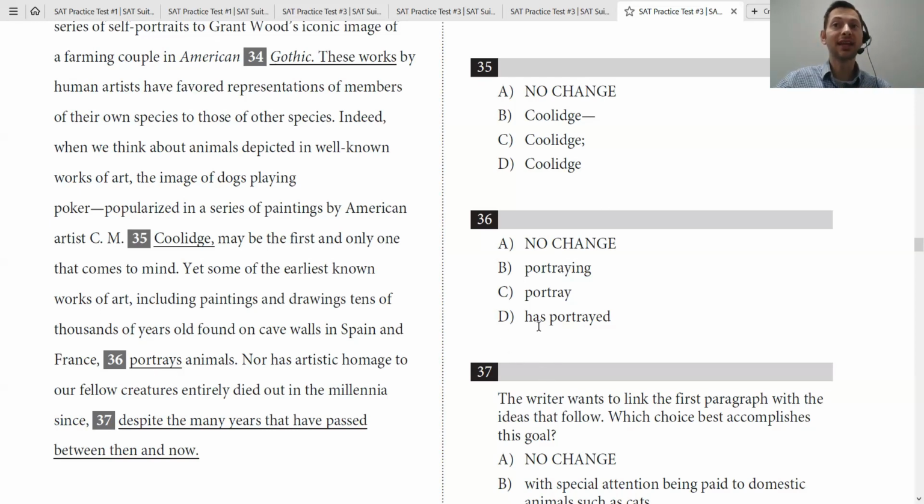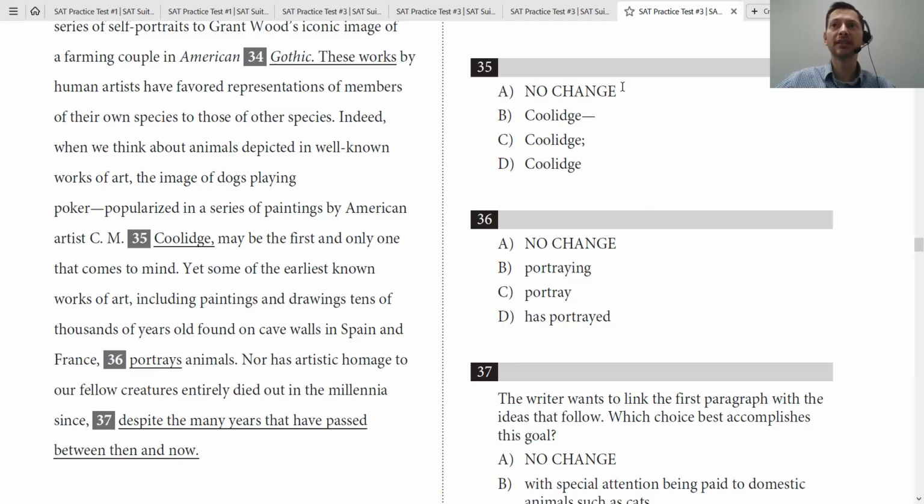Notice D says has, but it can't be has even there because works is plural, so it'd be have. That's why a lot of students get confused between D and they may pick A, they may pick D, but really it has to be C because works is plural, so it's works, they portray animals.